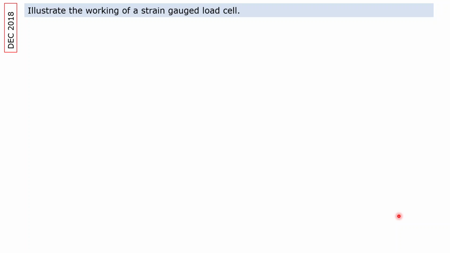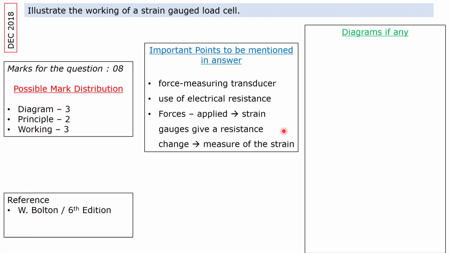Now the next question: illustrate the working of a strain gauge load cell. The question is for 8 marks. The diagram carries 3 marks, the principle carries 2 marks, and the working carries 3 marks.